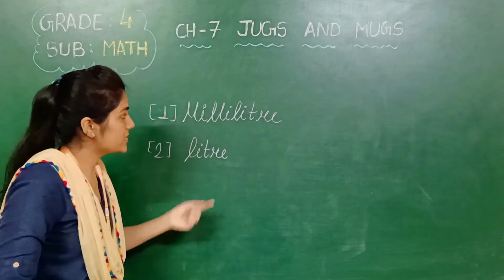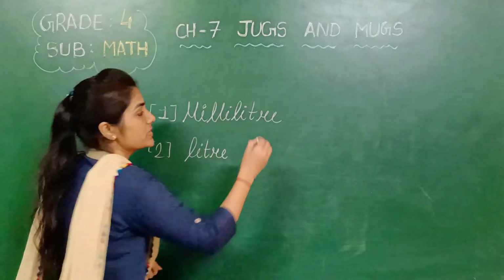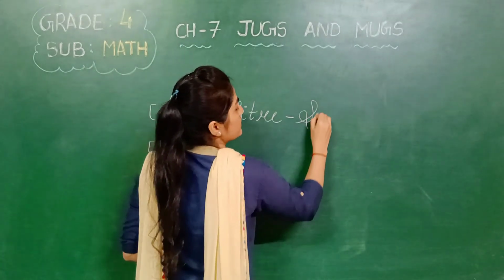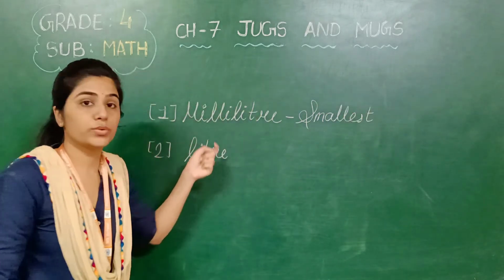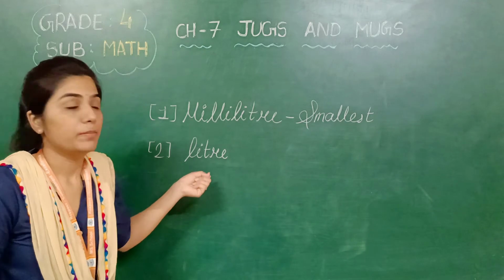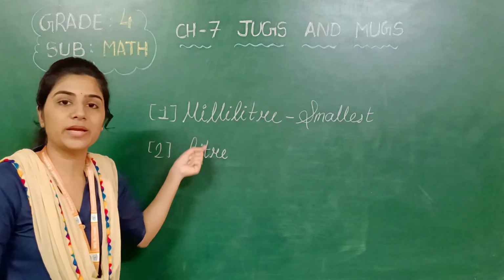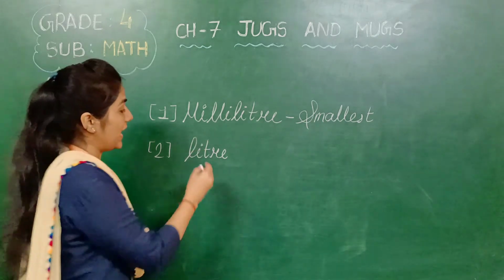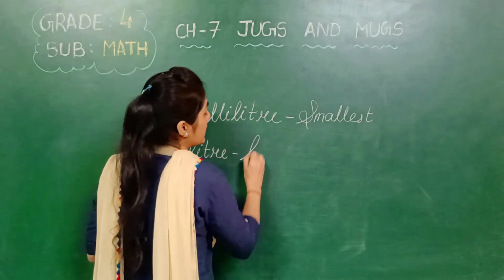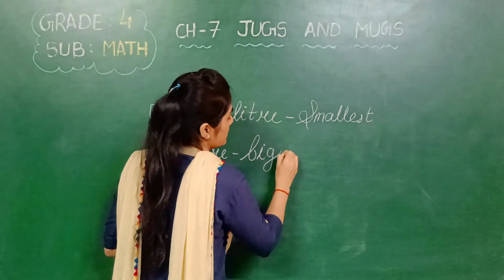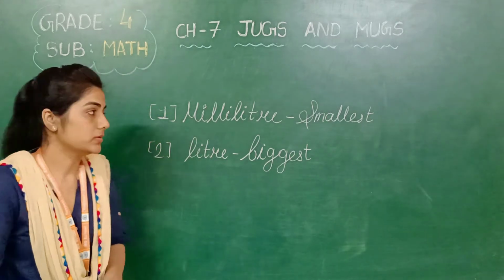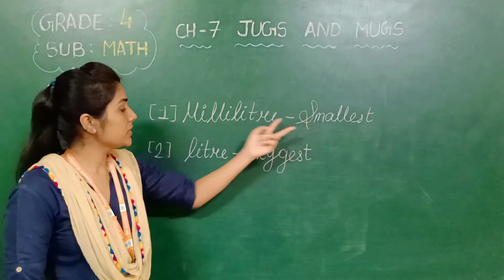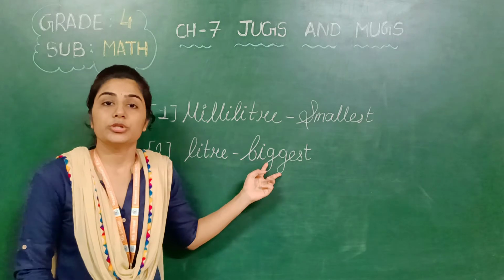From both of these, milliliter is the smallest unit, then the liter. So this comparison you should know, because objective kind of questions, these kinds of points will come. And liter is the biggest unit, then the milliliter. Milliliter is smallest and liter is the biggest unit.